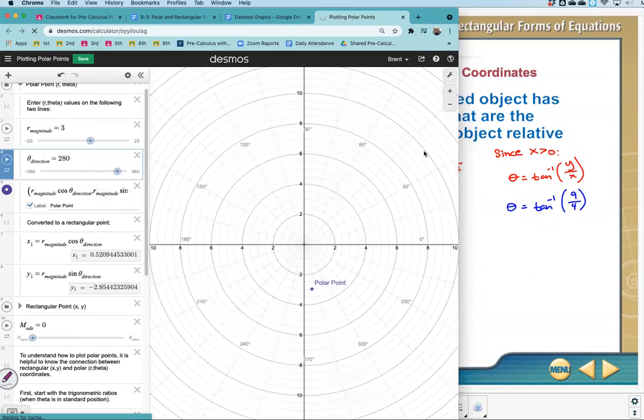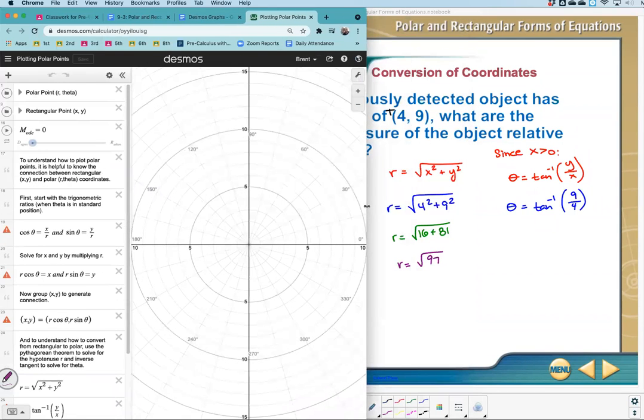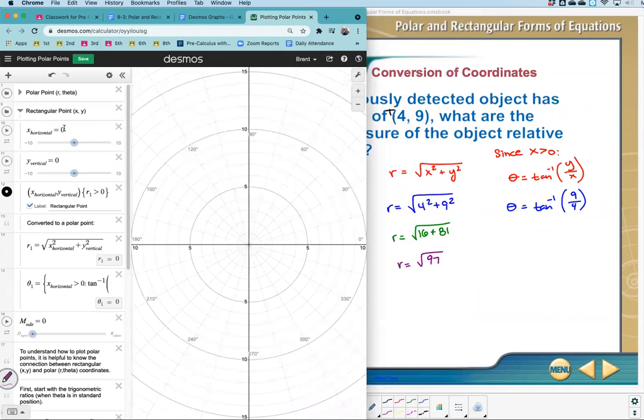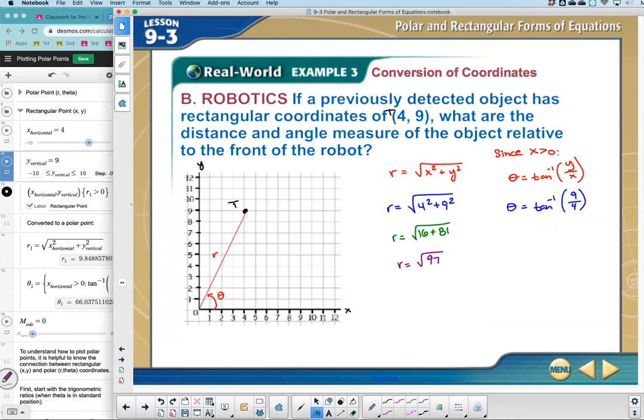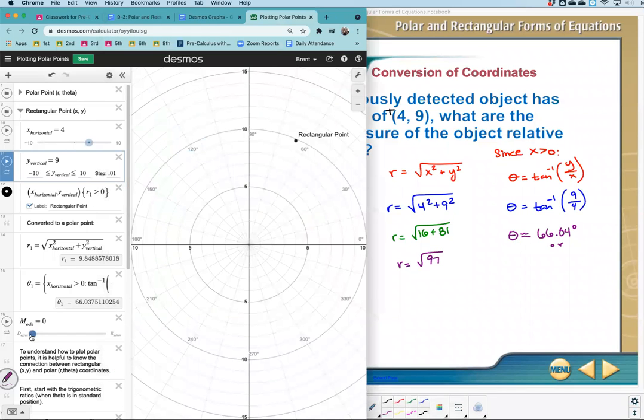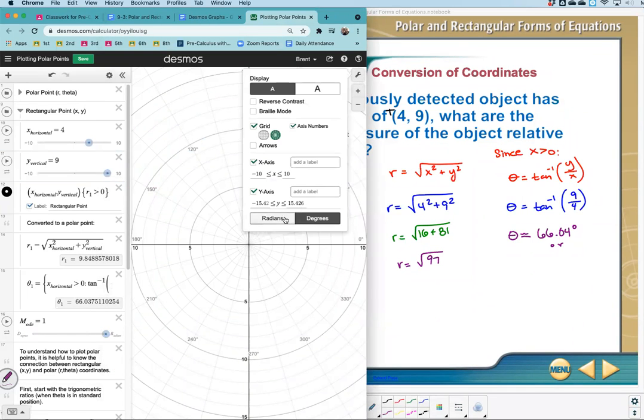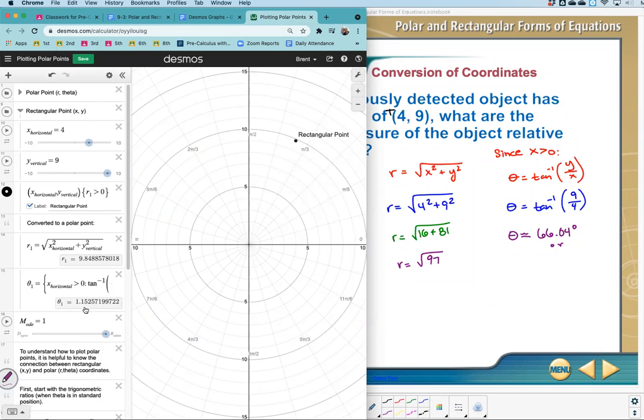I'm going to refresh this calculator. This time my value is rectangular, so I'm going to go rectangular. 4, 9. Here's the answer in degrees. Theta is approximately 66.04 degrees. Or in radians, switch both modes here. In terms of radians, it'd be 1.15.